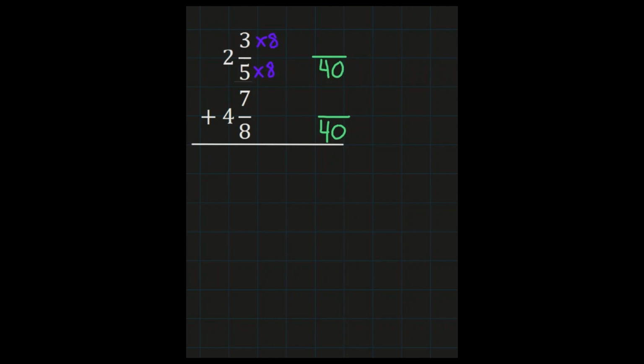3 times 8 is 24. And I'm going to bring my whole number 2 over so that it's in the right place and ready to go. Then I need to do the same thing for 4 and 7/8.